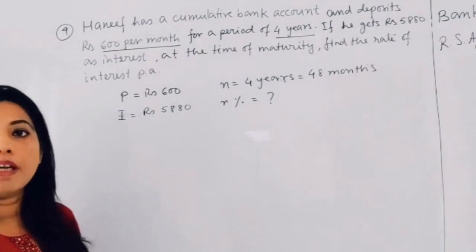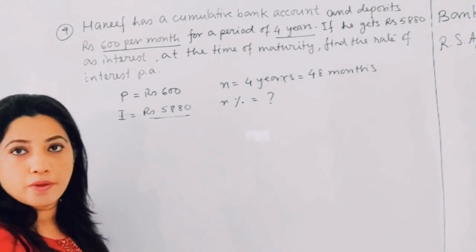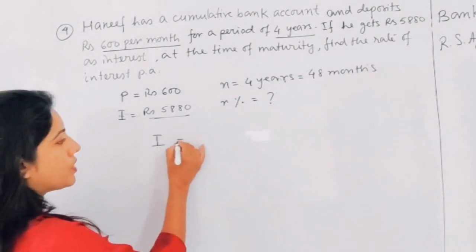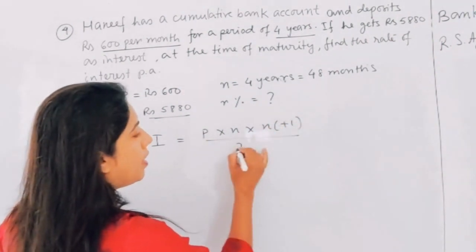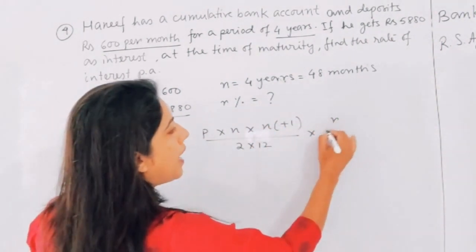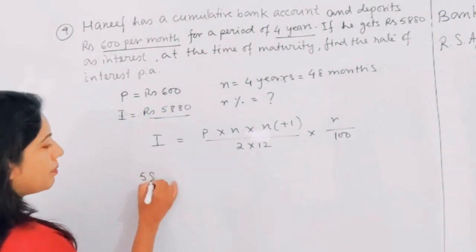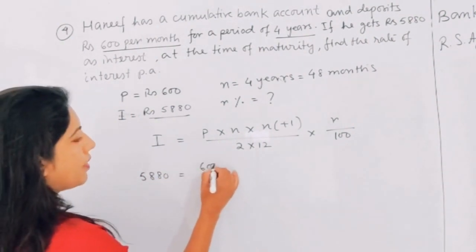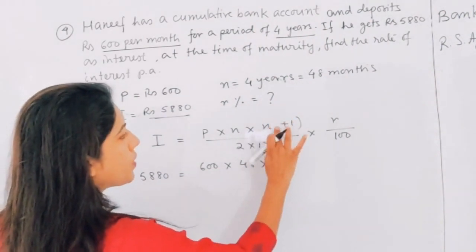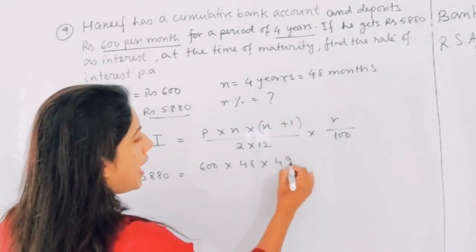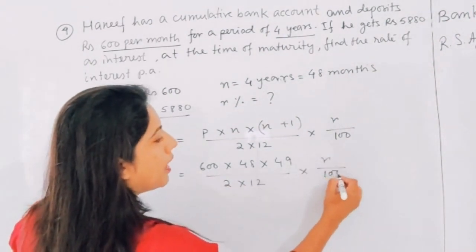Okay, so here we need to write down the formula for only interest because the interest is given here, not the maturity value. So we'll put the formula for interest, which is P into N into N plus 1 divided by 2 into 12 into R upon 100. This is the formula for the interest. So interest is given, put it here. P is 600, N is 48 into N plus 1, sorry, here the bracket will be here, 49 divided by 2 into 12, R we do not know, upon 100.